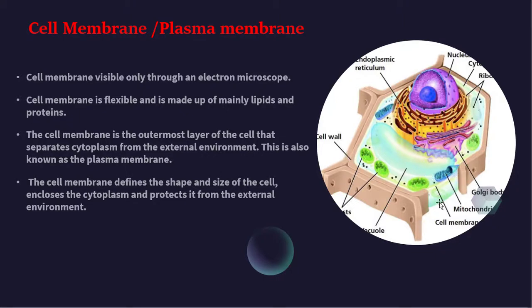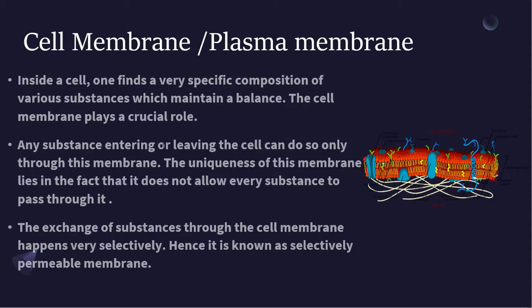This cell membrane is also known as plasma membrane. The cell membrane defines the shape and size of the cell, encloses the cytoplasm and protects it from the external environment. These are the functions of the cell membrane. And some more are there.